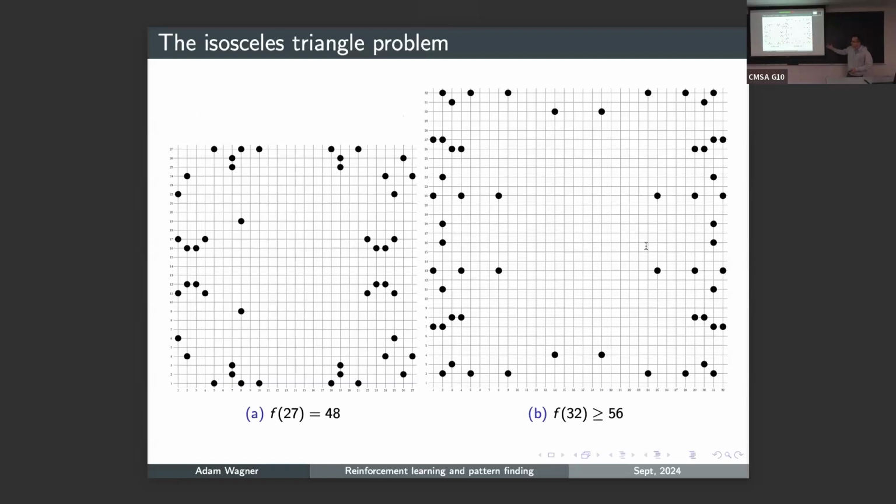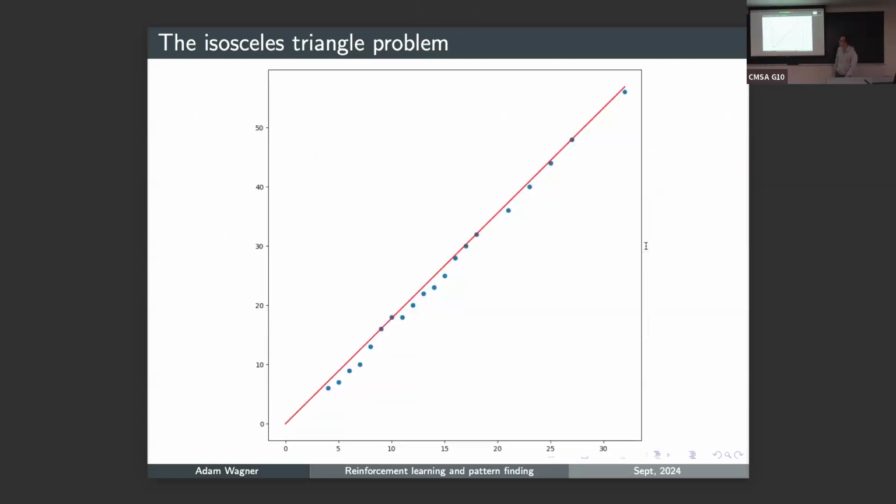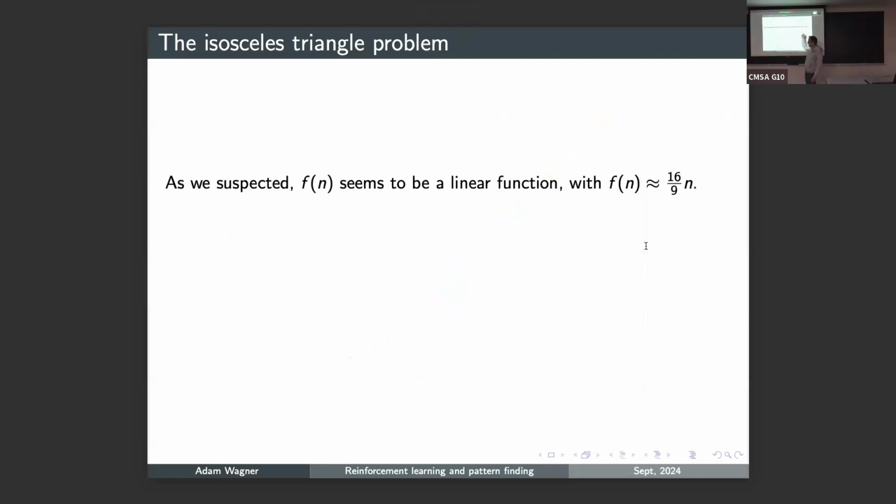Okay, so first of all, is this function linear or quadratic? Well, let's plot them and let's put a line through some of these points. This function is definitely not a quadratic function. It looks suspiciously like some kind of linear function. And if you're willing to be even more brave, you can even look at the slope of this line, and it looks like the slope is 16/9. So maybe, just maybe, this function is something like 16/9 n, or maybe we are just a bit too optimistic from this previous picture.